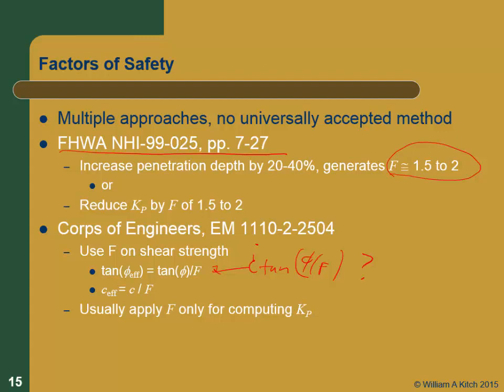And they recommend applying this factor of safety only, again, to computing the passive. So it's similar to this method, but a slightly different approach. And it makes sense then, you're not going to factor, if you consider the active to be your driving force, you're not going to put a factor of safety on the active, you're going to put it on the passive side.